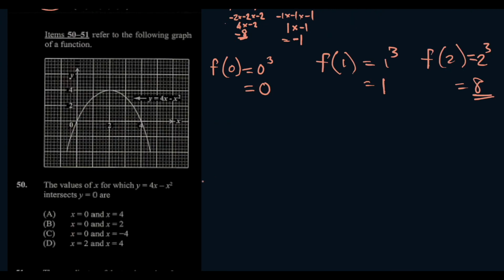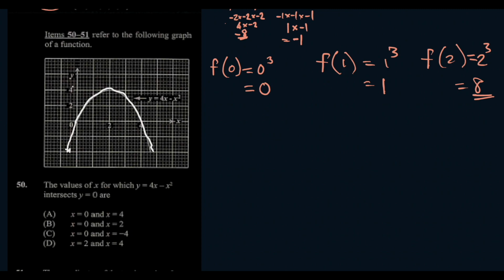Alright. Now this says the values of x for which y is equal to 4x minus x squared. So 4x minus x squared is this curve that we see here. Let's make it a little brighter. So the question is the values of x for which y intersects with the intercept y equals 0. Where does it intersect with y equals 0? So where does y equal 0?